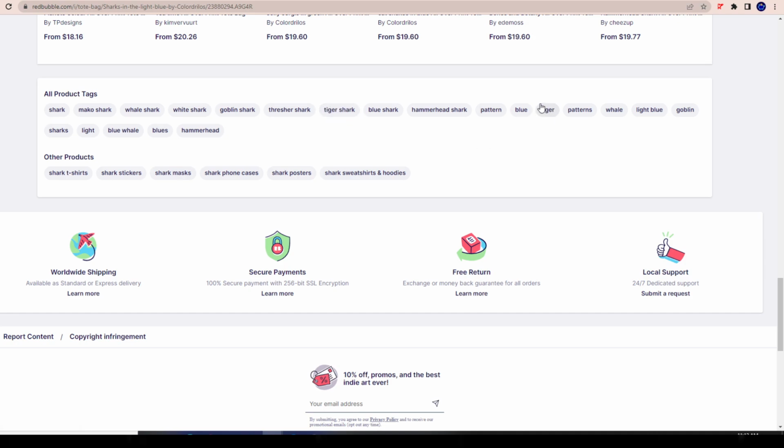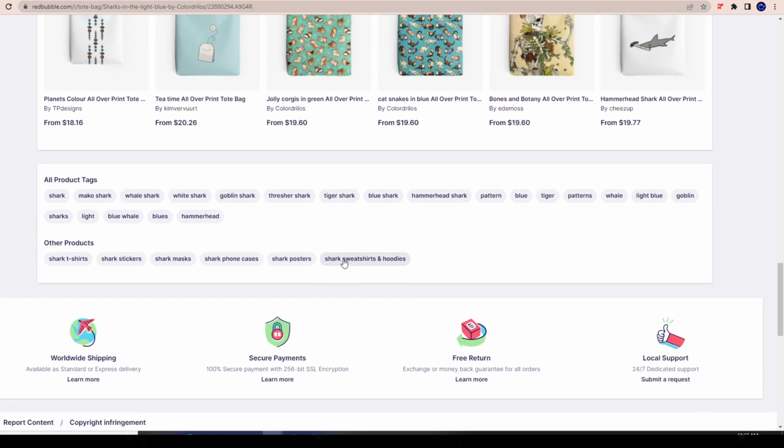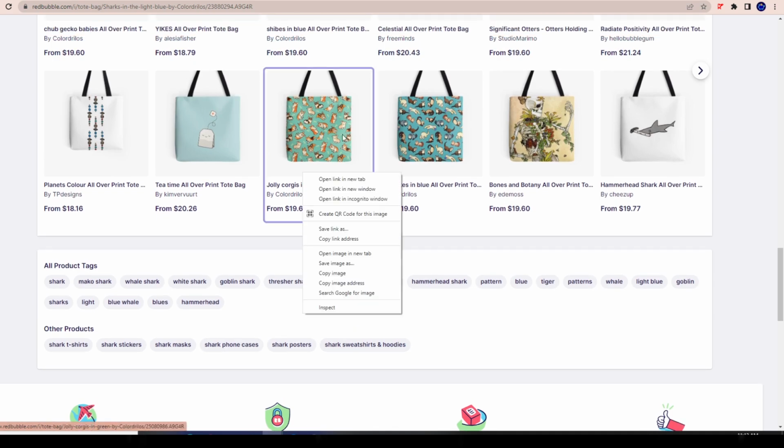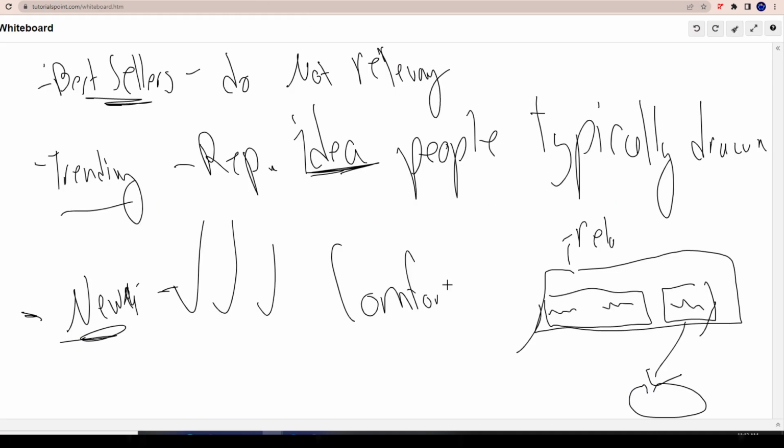Also, the word tiger is presented here. Now, from a tagging perspective, this is incorrect. This is not ideal, because it hurts relevancy for the word shark. When somebody searches for the word shark, they are not searching for the word tiger. In fact, this is where we're going to get deeper into the algorithm now, where I explain this.